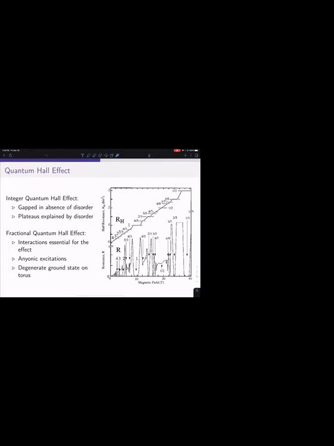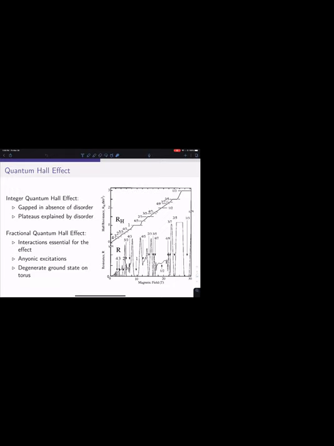Fractional quantum Hall effect refers to the plateaus with fractional conductance. For example, 1/3 is the most famous one. To get fractional quantum Hall effect, you need interactions. It's proved that without interactions, you can't get a fractional Hall conductance. They have anyonic excitations that can be both abelian and non-abelian, and they have a degenerate ground state if you put the material on a torus. So if you put the Hamiltonian on a torus, you get a degenerate ground state for fractional quantum Hall effect.